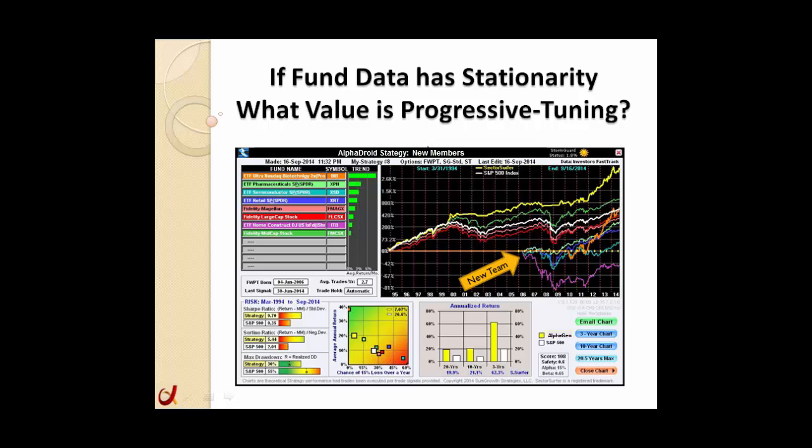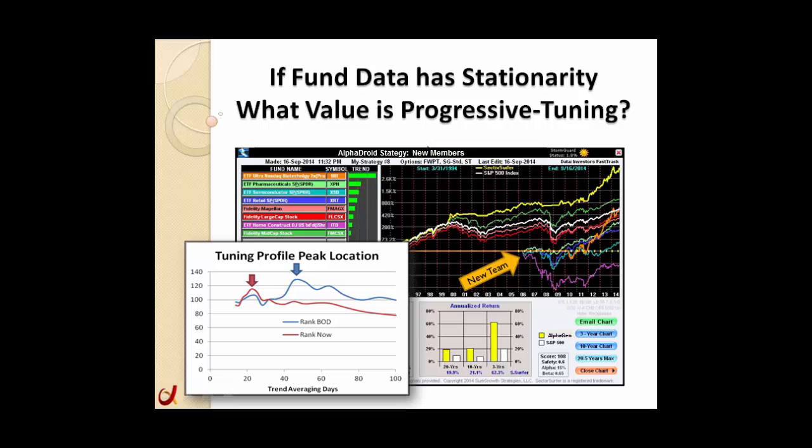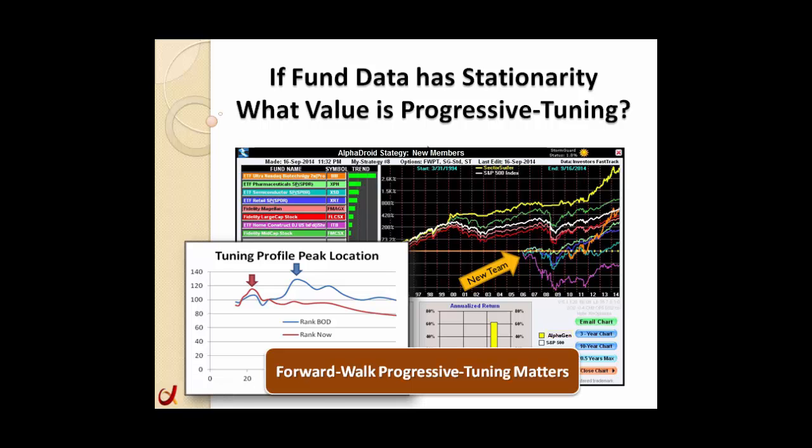In this strategy, the original team was a set of stodgy asset class funds. Starting in 2006, the team acquired 5 much more aggressive sector funds. The blue line in this chart shows the strategy tuning profile in 2006, and the red line shows the strategy tuning profile today. The arrows mark the peak performance of each. The addition of the sector funds changed the optimum tuning characteristics of this strategy from 45 days to 22 days. Progressive tuning is really about adapting to the evolving set of funds in your strategy. Indeed, forward walk progressive tuning matters.